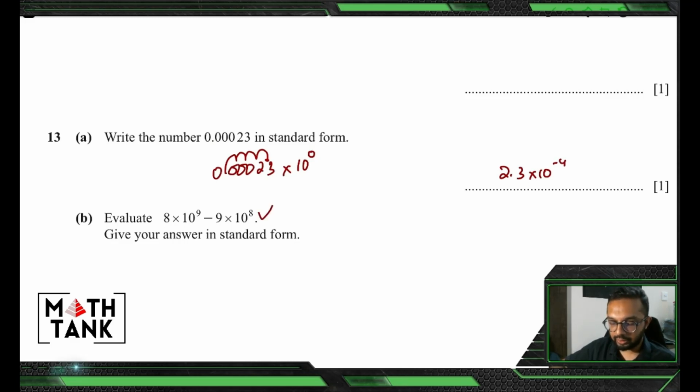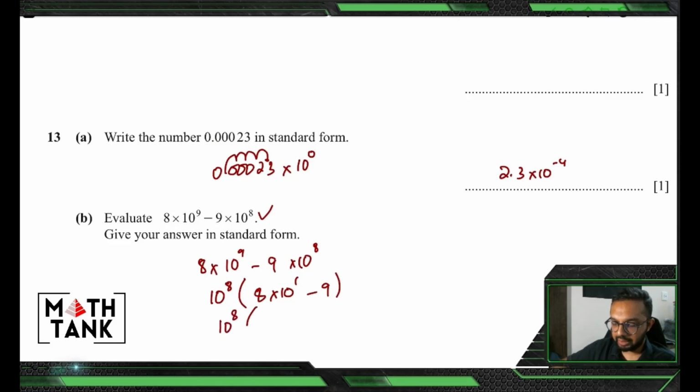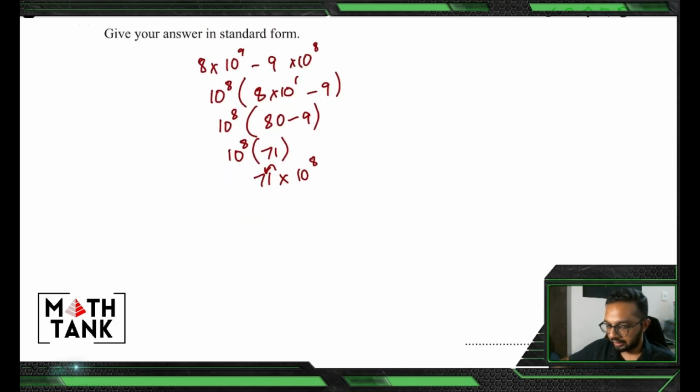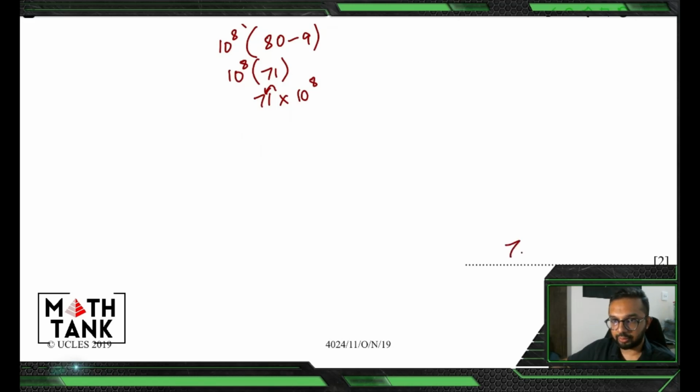Then this next question is again the same one as the one that we did before. It's relatively easy. You take a 10 power 8 common, that can be taken common. So 8 into 10 power 1 minus 9. So that's 80 minus 9. 80 minus 9 is 71. Is that in standard form now? No, it's not in standard form. I'll have to move the decimal place back. So I get 7.1 into 10 power 9.